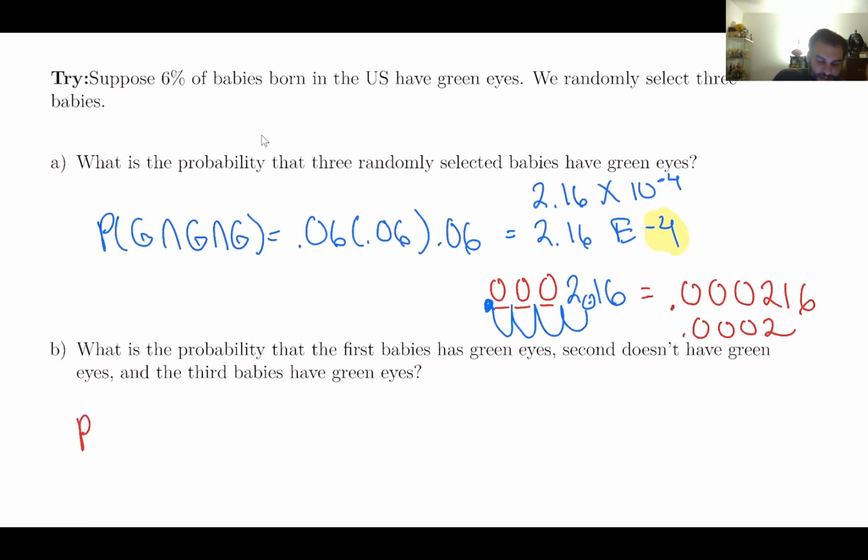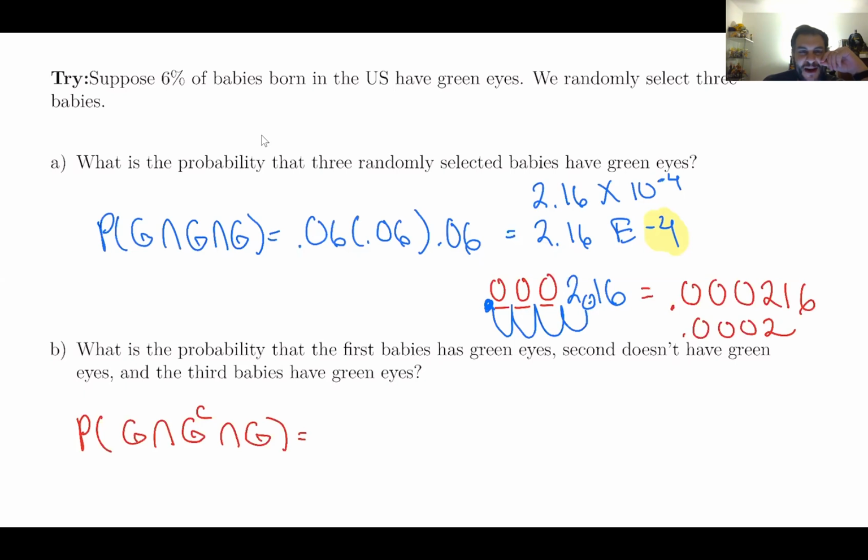So if you look at this one, we want the first one to have green eyes. And then we want the second one not to have green eyes. And then we want the third one to have green eyes. All right. So far, any question on the notation that I have in red?